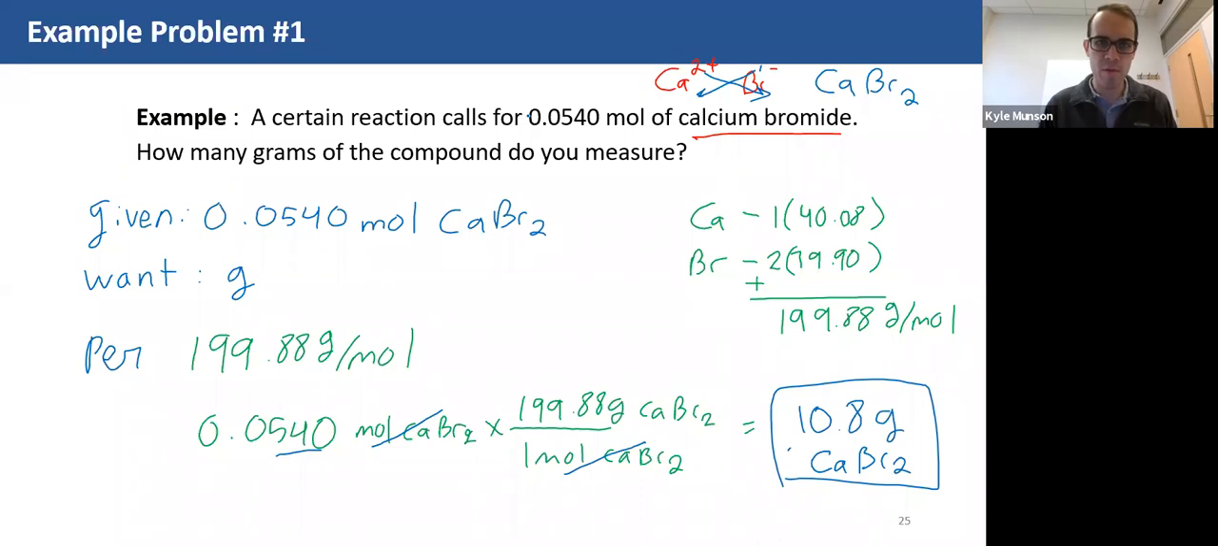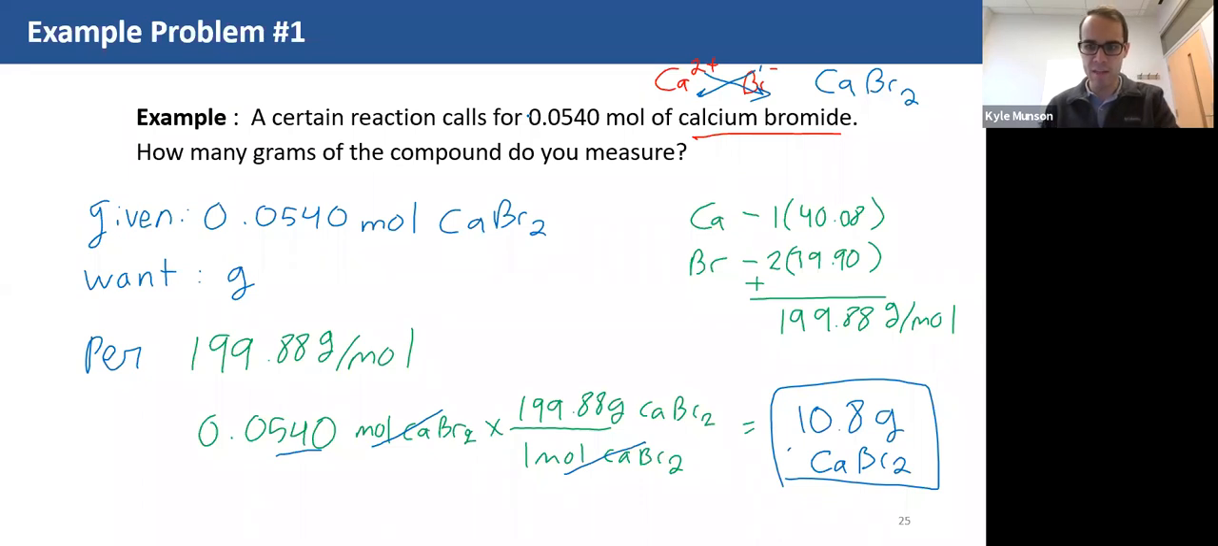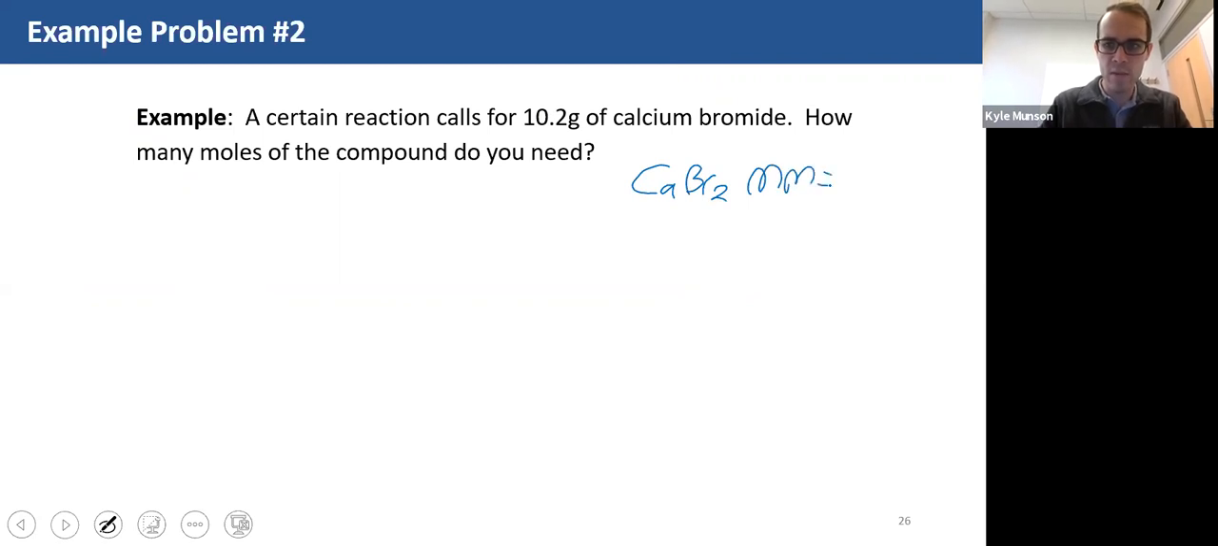So let's keep going. Hopefully that made sense. What if I wanted to go the other way now? So now a certain reaction calls for 10.2 grams of calcium bromide. How many moles of the compound do you need? Well, I'm not going to go through all the steps again. So our molar mass here is 199.88 grams per mole. So I'll just write that here. Calcium bromide molar mass equals 199.88 grams per mole.